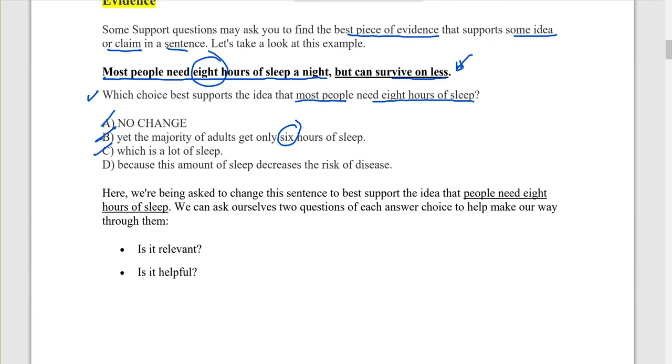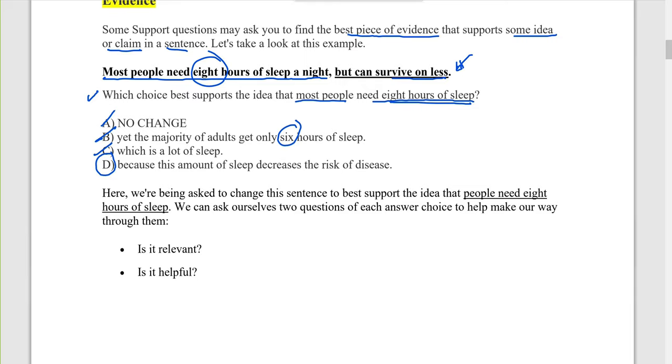But the point is, it just states a fact that 8 hours is a lot of sleep, and that's it. Here, we need something that has to go with this. Which choice best supports the idea that most people need 8 hours? So in that case, I'll go for what? I'll go for D. We get an actual reason.